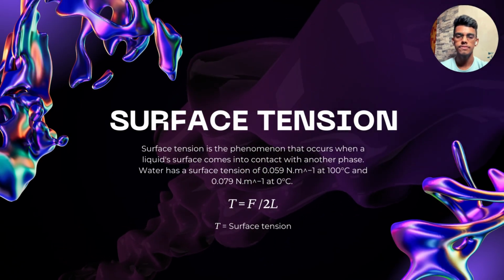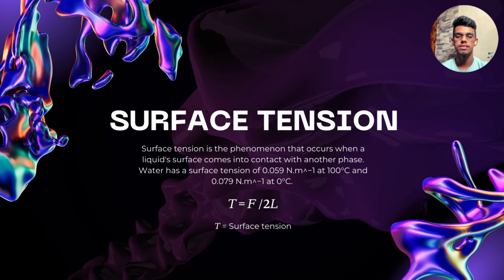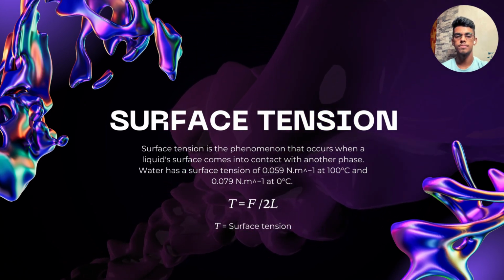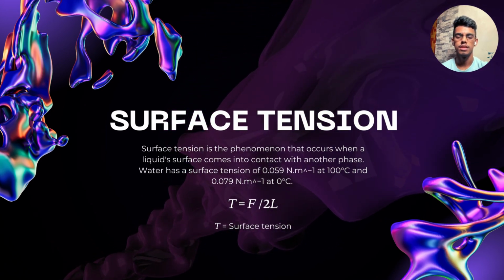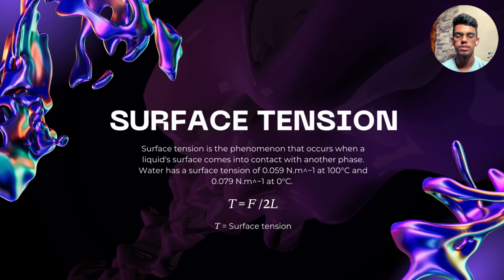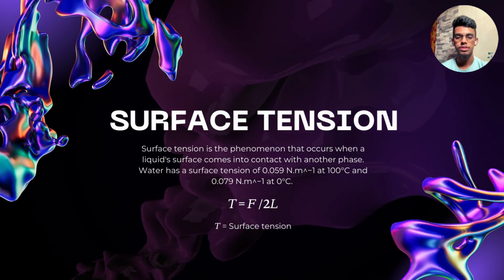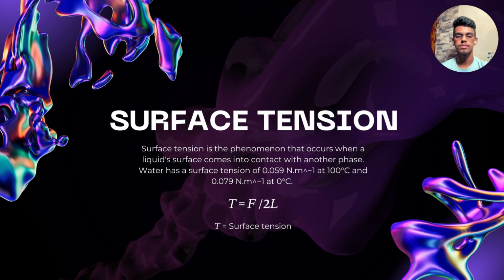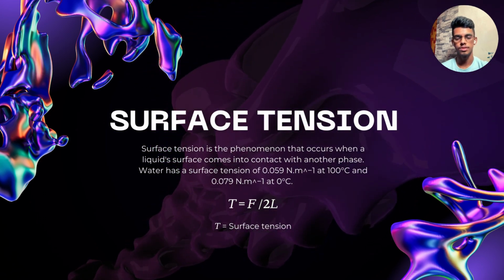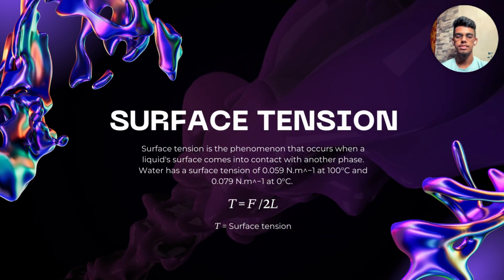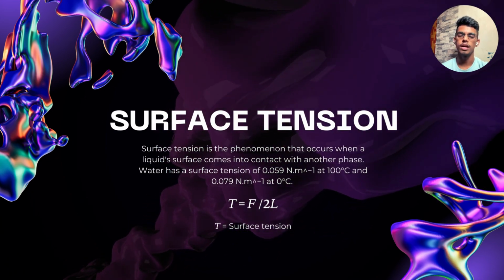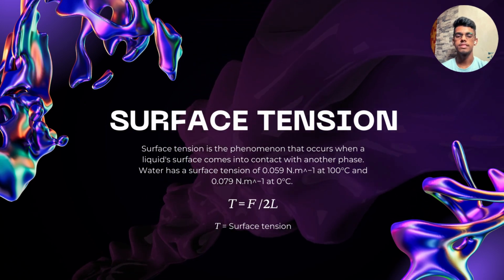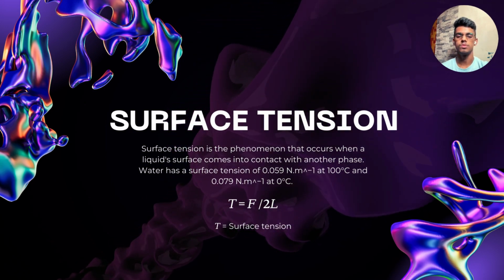Surface tension. Surface tension is the phenomenon that occurs when a liquid surface comes into contact with another phase. Water has a surface tension of 0.059 Newton per meter at 100 degrees Celsius and 0.079 Newton per meter at 0 degrees Celsius. So the formula is T equals F over 2L, where T equals surface tension and L equals the length.